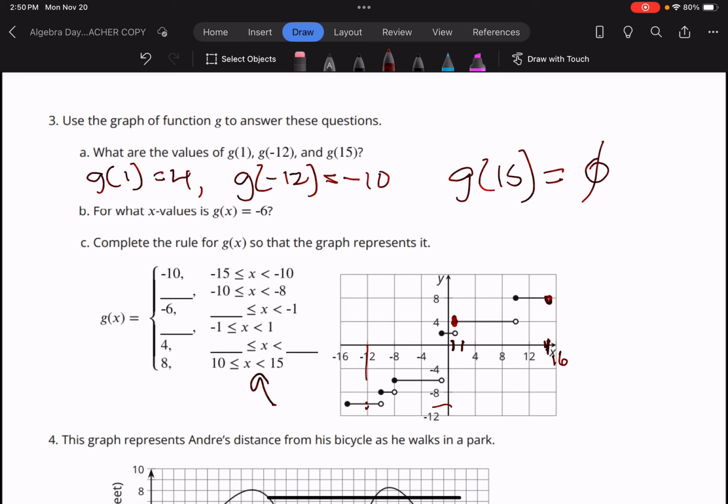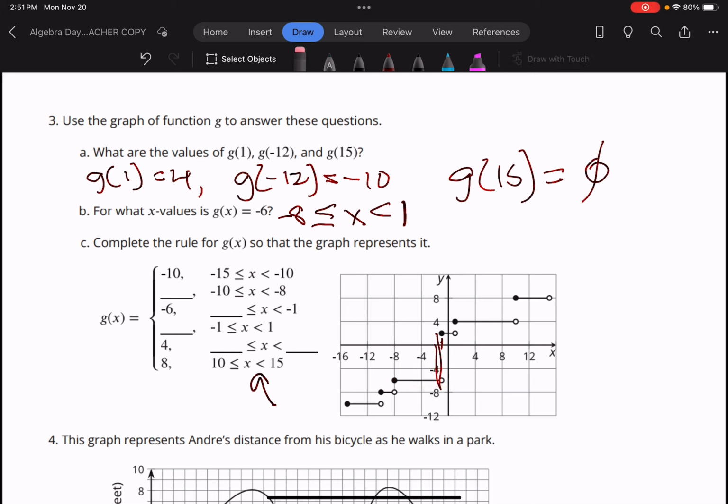All right, so what values of g of x is negative 6? So we get y equals negative 6. Let's look. Y equals negative 6 is here, and so that's where x is less than 1 and greater than or equal to negative 8. So between negative 8 and 1 is where x, for those x values, we get a y of negative 6.